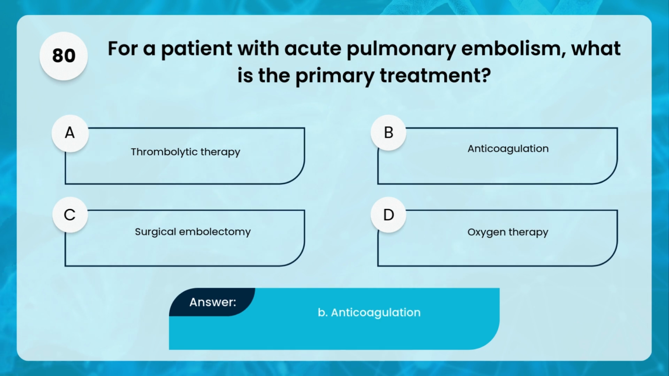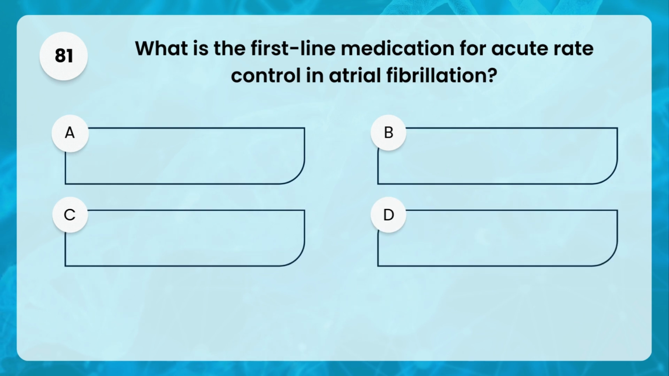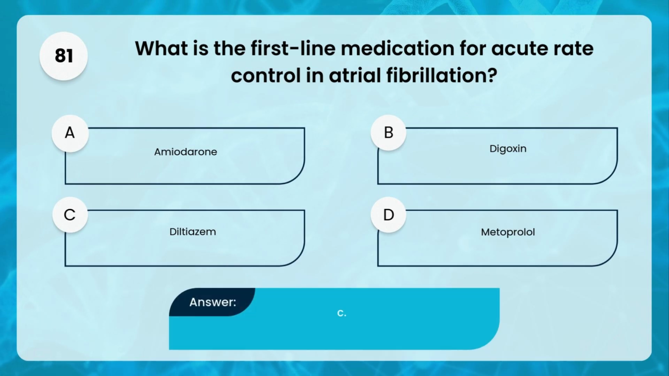Anticoagulation. Number 81. What is the first-line medication for acute rate control in atrial fibrillation? A. Amiodarone. B. Digoxin. C. Diltiazem. Or D. Metoprolol. The answer is C.